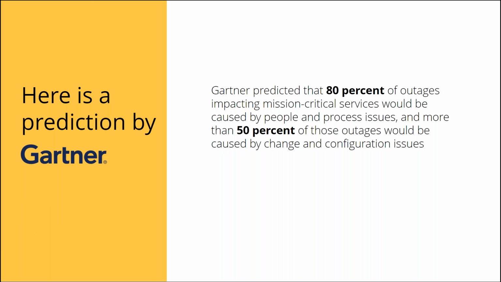Here is a prediction by Gartner. About 80% of outages impacting mission critical services would be caused by people or process issues. So it is not something that is happening automatically. People are making changes. People are doing some kind of change in the configuration of the devices, which is impacting the critical services and thus impacting the user experience. More than 50% of those outages would be caused by change and configuration issues.